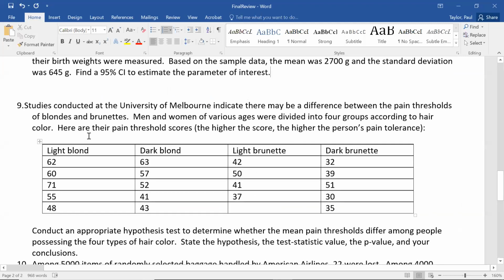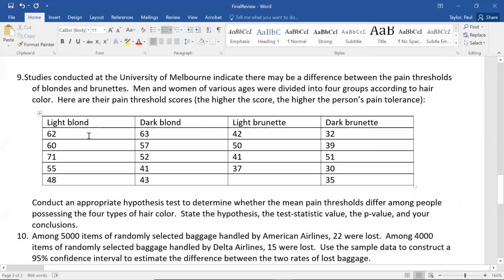Question number 9. A study conducted at the University of Melbourne indicates there may be a difference between pain thresholds of blondes and brunettes. Men and women of various ages were divided into 4 groups according to their hair color: light blonde, dark blonde, light brunette, dark brunette. And then they get some kind of pain threshold score. So we've separated into 4 groups. That's one variable, what your hair color is.